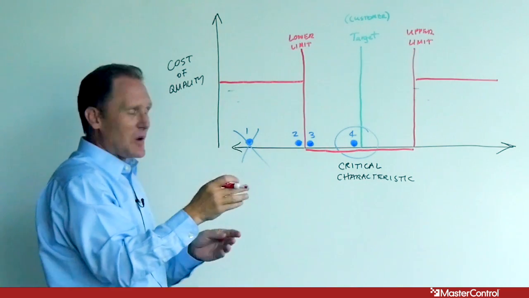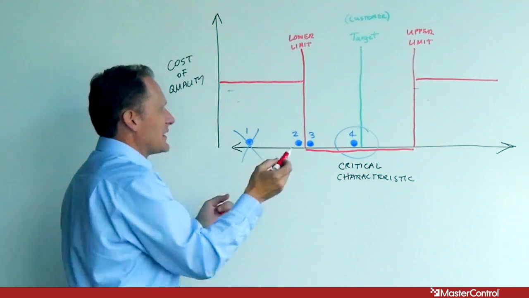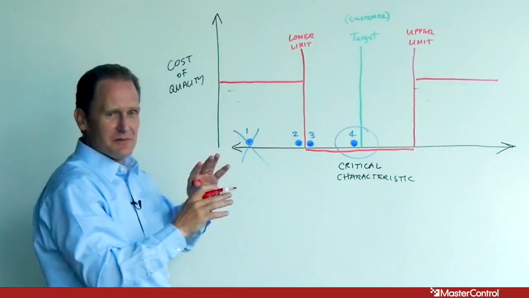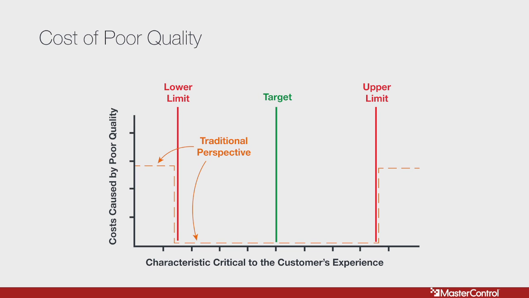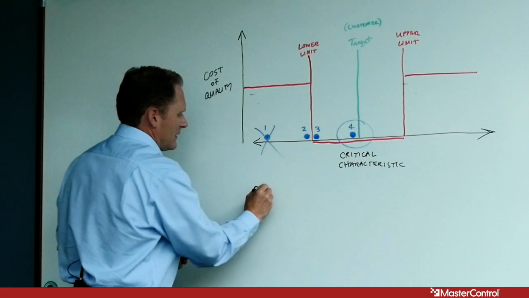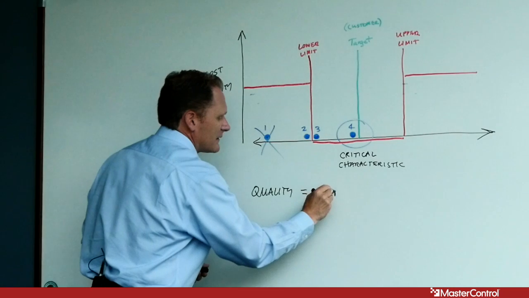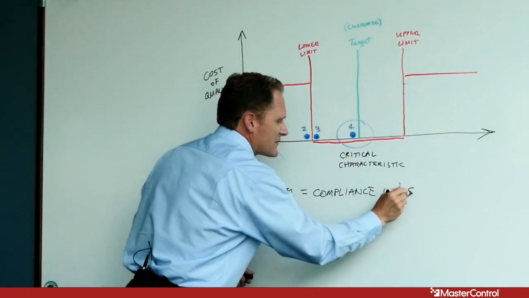If you kick the field goal and it hits the upright and bounces in, you get 3 points. If it goes right down the middle, you still just get 3 points. But if you miss, 0 points. That's the traditional view of quality. And we can write that out, and this is what most people would say quality is. Quality is equal to compliance with specifications.